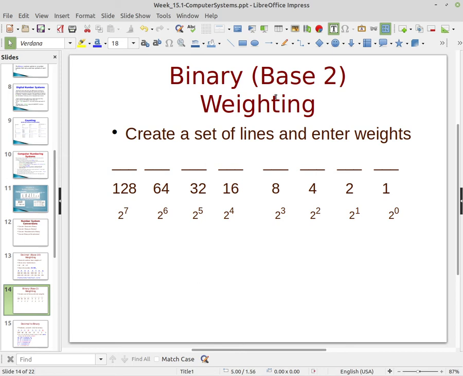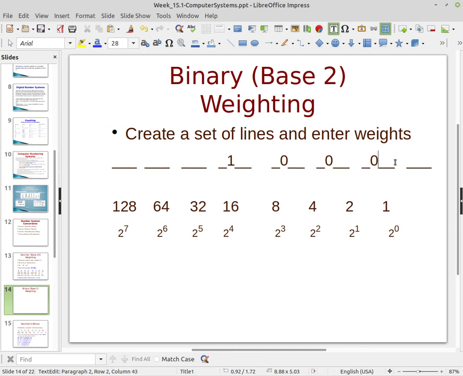All right, so if we wanted to convert a number between decimal to binary, or take a binary number. So let's say we already had this number here, say like 1 0 0 0 0.